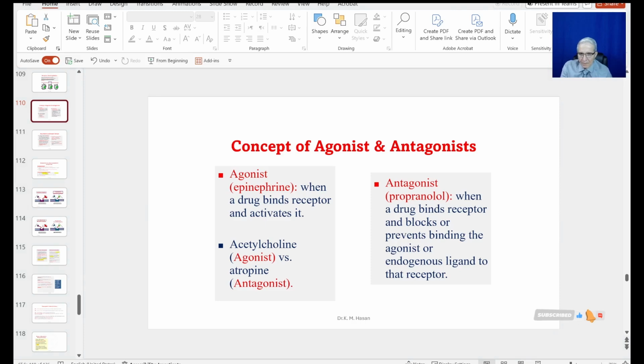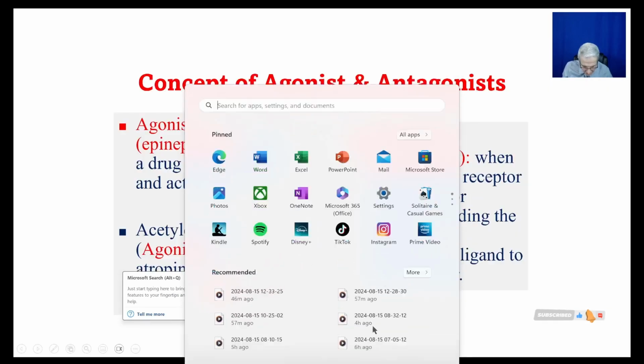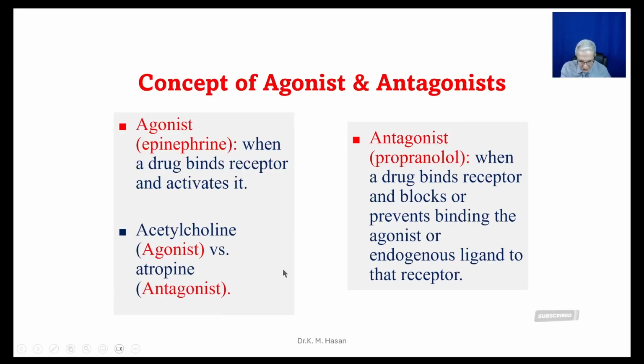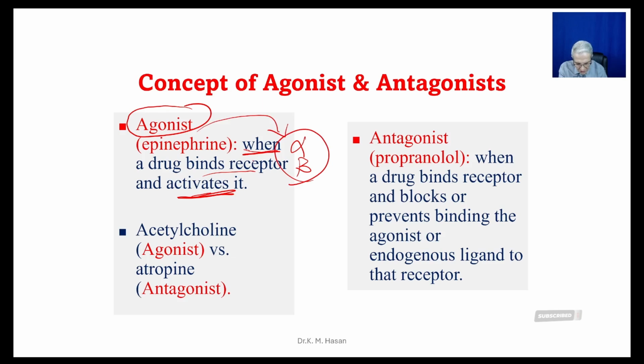Okay, speaking about the concept of agonist and antagonist. An agonist means the medication binds to the receptor and activates the receptor. Example here, epinephrine, adrenaline. Epinephrine binds to the receptor and activates it. We have alpha receptors and beta receptors. Epinephrine binds to the alpha receptor and the beta receptor and activates these receptors. So for this reason, an agonist binds to the receptor and activates the receptor. We call this an agonist. So when epinephrine binds to the receptor and activates it, we call epinephrine an agonist.